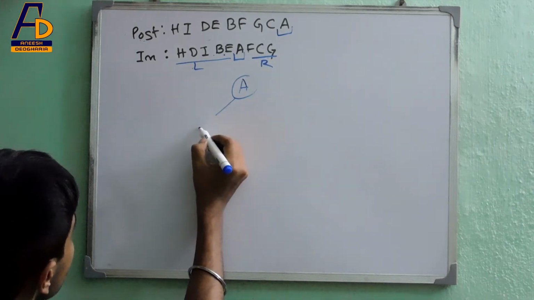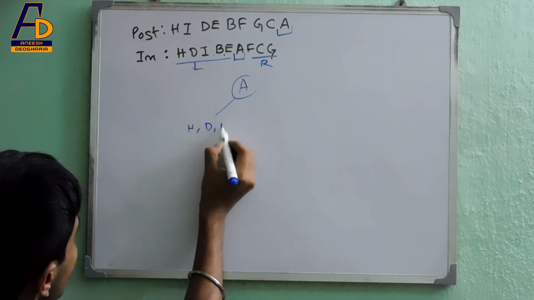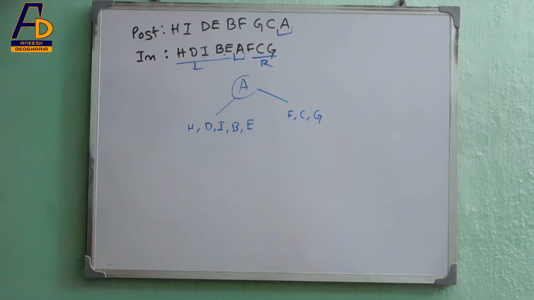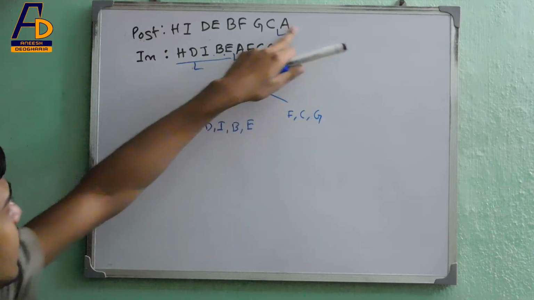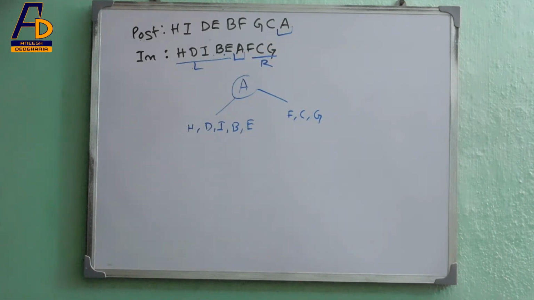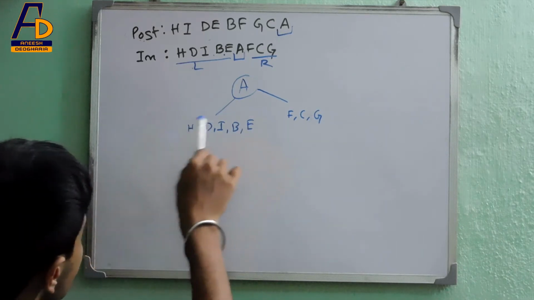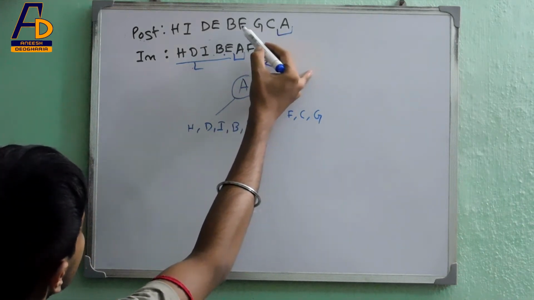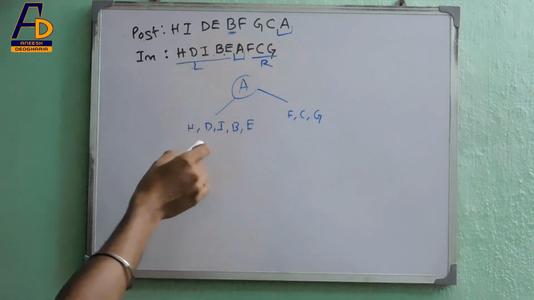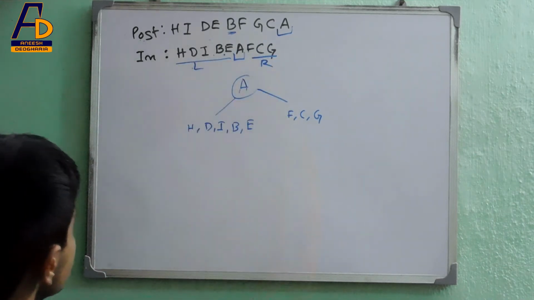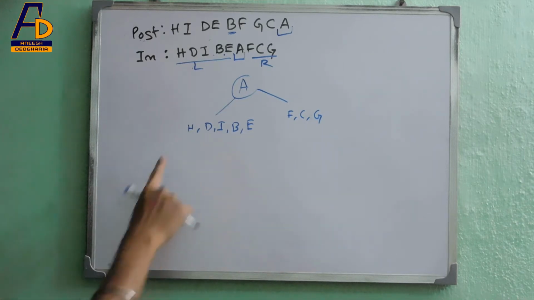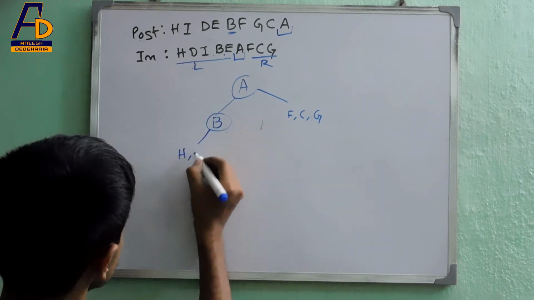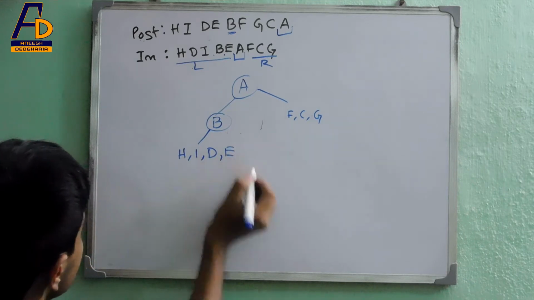So basically H, D, I, B, E, and here comes F, C, G. Now after A in a post order traversal, we have to find out which among these comes last. Okay, so here as you can see, B comes after H, I, D and E. So that means B will be the root among these. So let's keep B here and the rest here, H, I, D and E.